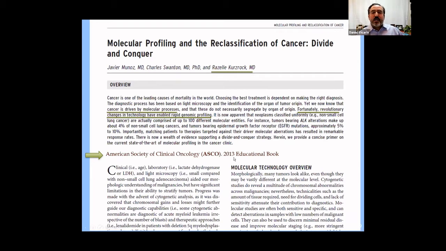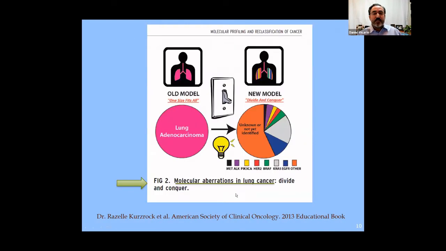ASCO had an educational book in 2003 where Dr. Roselle Kurzrock, who was at MD Anderson and now is at UCSD, has done incredible work with molecular profiling. She talks in this article about cancer driven by molecular processes, and fortunately, revolutionary changes in technology have enabled rapid genomic profiling. She also talks about molecular aberrations in lung cancer. And this is years ago, so imagine how much has changed now.